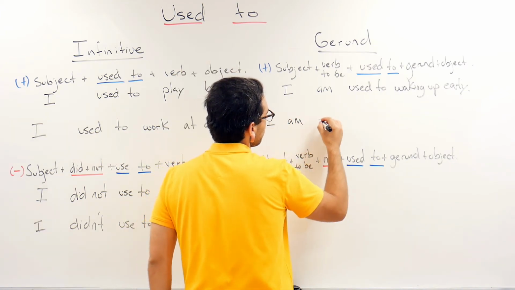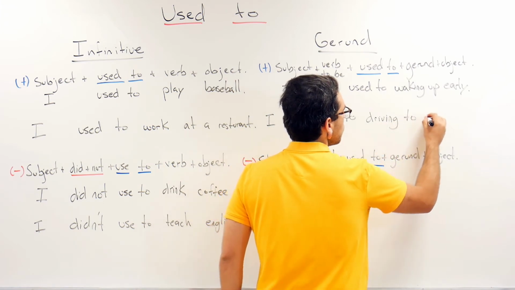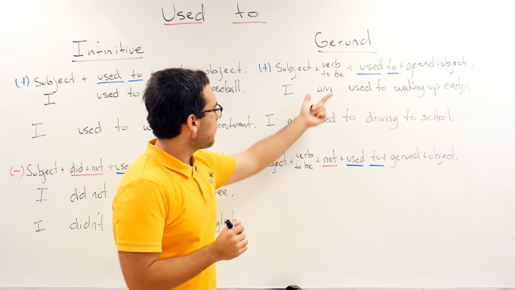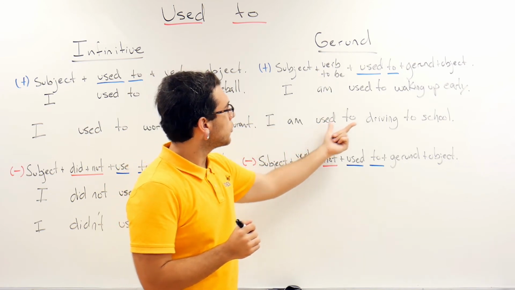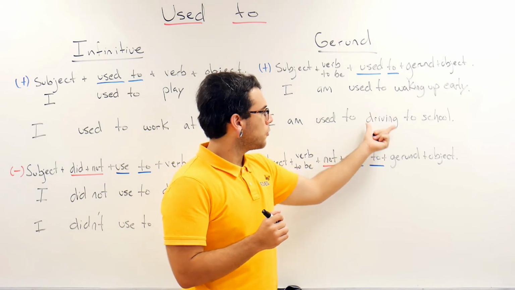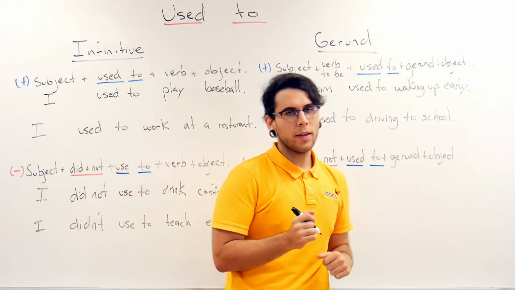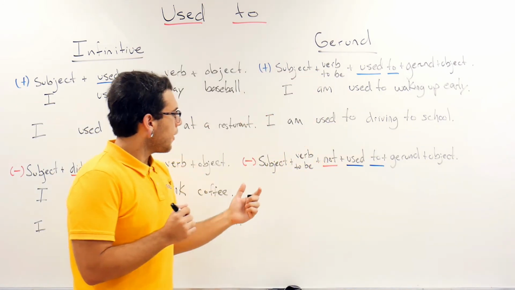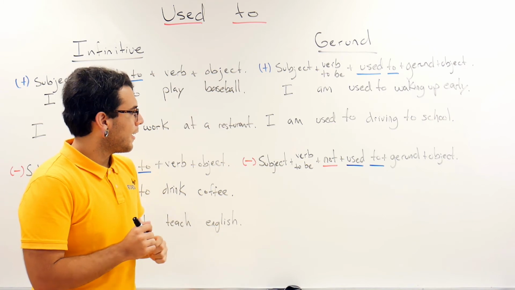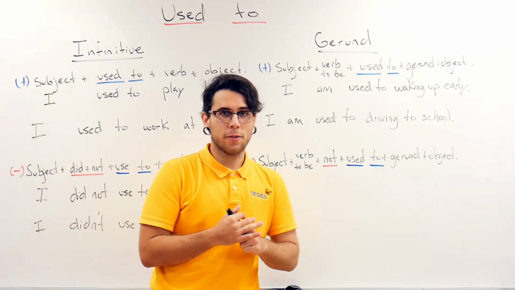We'll use one more example here. I am used to driving to school. So I, again, the subject, am is a verb to be, used to, driving will be the gerund, so drive plus ing, and then to school will be the object.